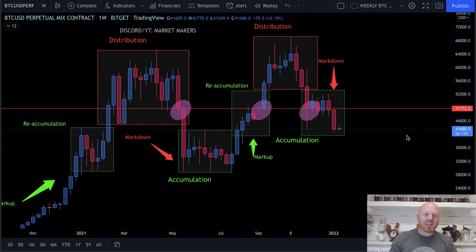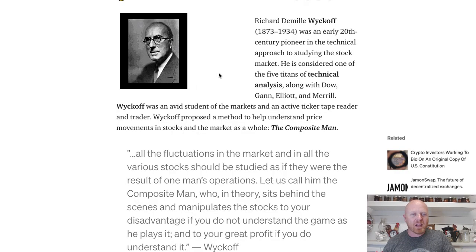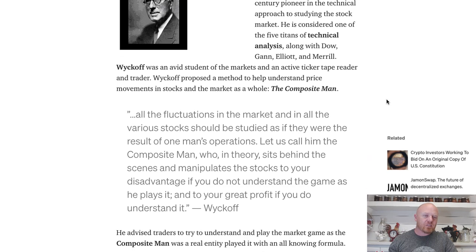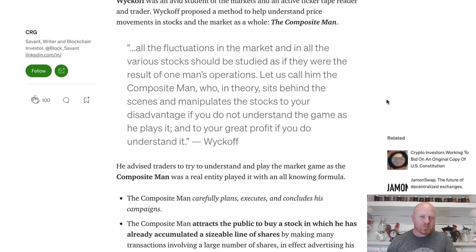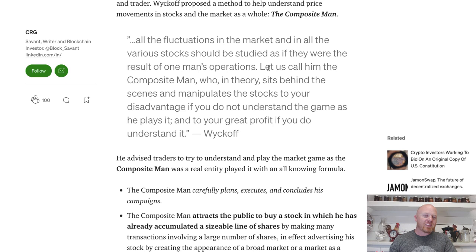Sunday night, guys. Not a whole lot in the price action, but I want to teach you one of the key concepts of what Wyckoff did. Wyckoff wrote about the composite man. Let me introduce you to the composite man. This was part of his theory, part of his method for the Wyckoff price method.